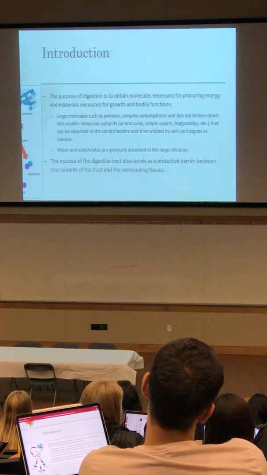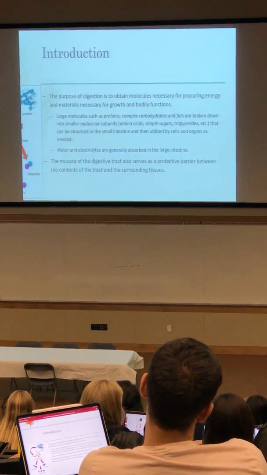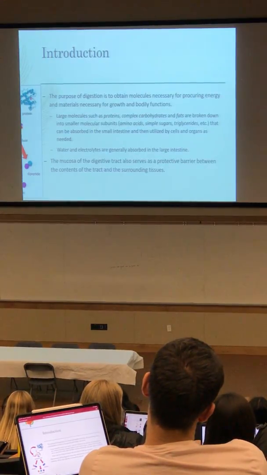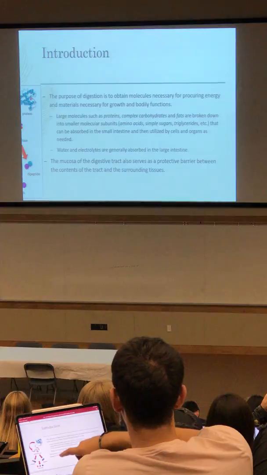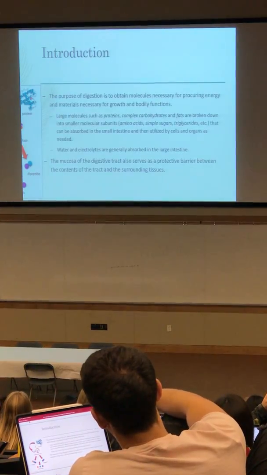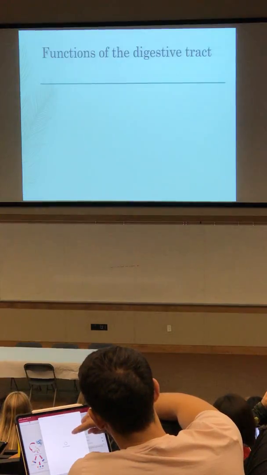So again, we'll have an epithelial layer. It won't be stratified squamous probably, except for esophagus. And then under that, we will have a connective tissue support that has blood vessels and all those kinds of things. All right? So that constitutes mucosa. So the mucosa of the digestive tract serves as a protective barrier between the contents of the digestive tract and the surrounding tissues. All right? So that's another important function.